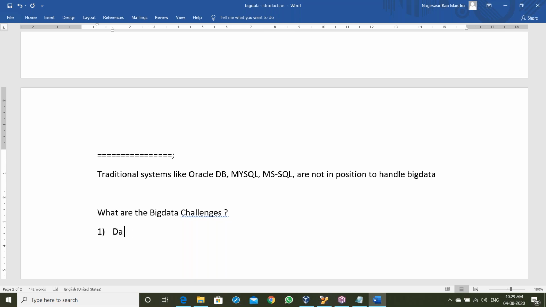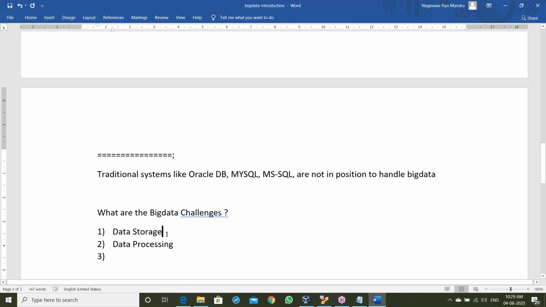First one is data storage. With big data, the main problem is data storage. Next one is data processing.